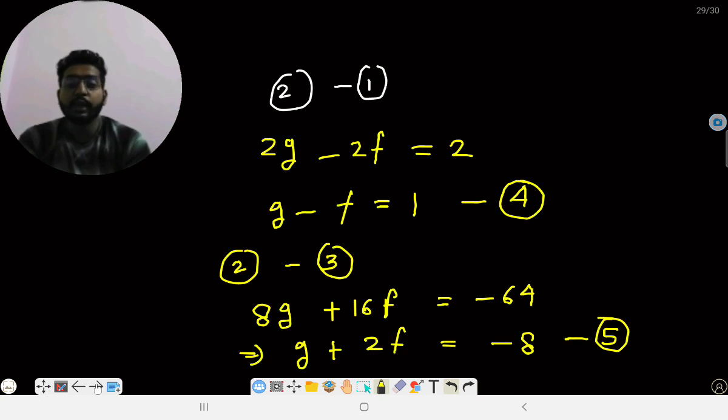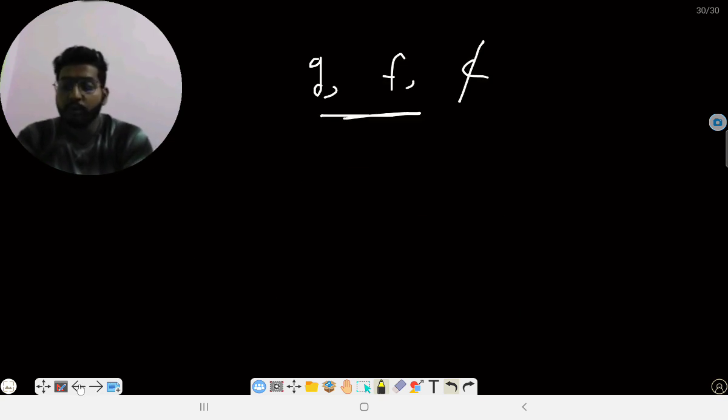Now from this we will get two equations. One is g minus f equals 1, and the next one is g plus 2f equals minus 8. Now this is two variables, two equations, and it is very easy to solve. Just from here, if I multiply by 2 here, those are the equations.